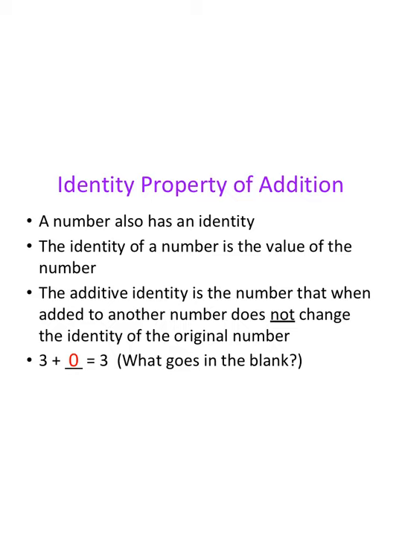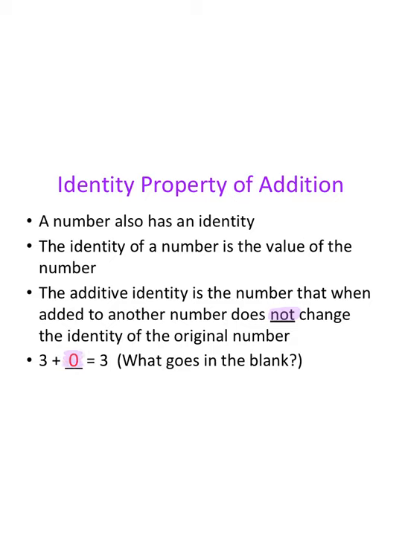So looking at the identity property of addition, a number also has an identity. The identity of a number is the value of the number. The additive identity is the number that when added to another number does not change the identity of the original number. So in order not to change the identity of the original number, there is only one number that we can add to that number so it will remain the same. That number is 0.